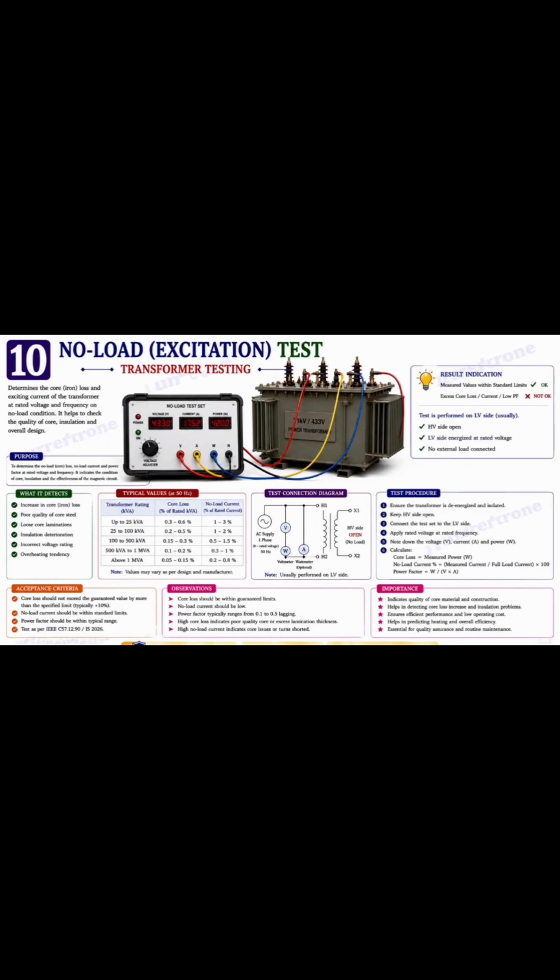10. No load excitation test. No load test, also called open circuit test. This test determines iron/core losses. Its purpose is to measure core loss and to determine magnetizing current. Procedure. Keep secondary open. Apply rated voltage to primary. Measure voltage, current, and power. Measured losses: hysteresis loss, eddy current loss.